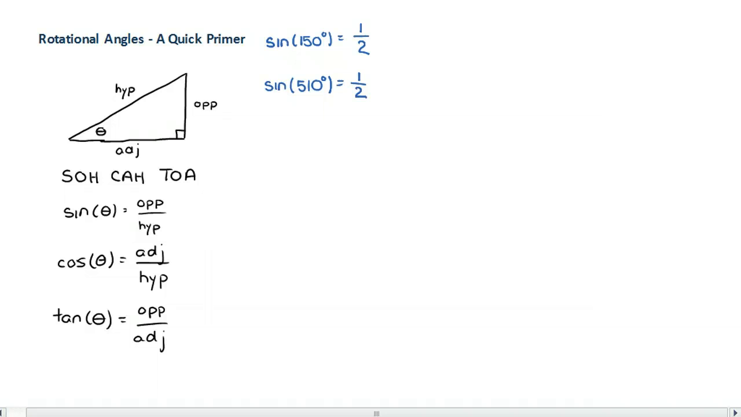So if my primary trig ratios come from a right angle triangle, the question is, how do I visualize a right triangle? So in other words, how do I take 150 degrees or 510 degrees and set up a right triangle so I can identify the opposite and the hypotenuse? And this is the same thinking for cosine and tan. And this is what we do.